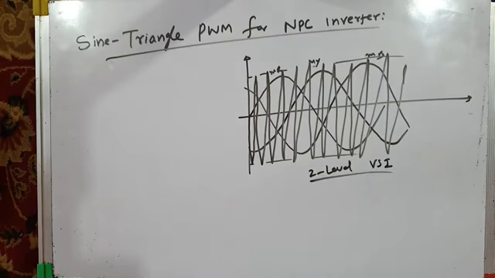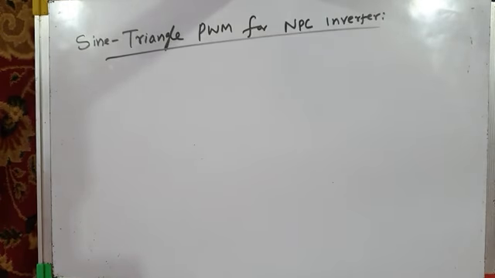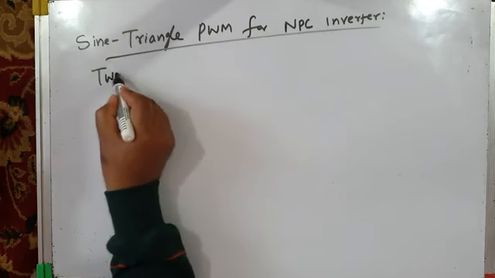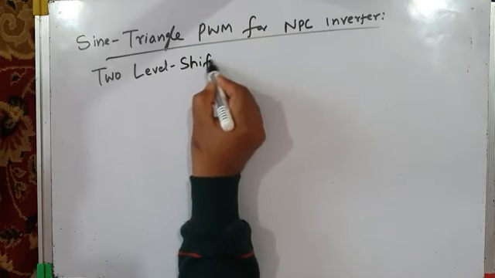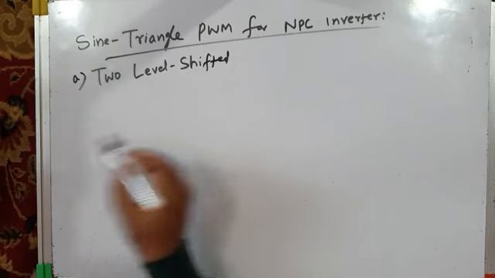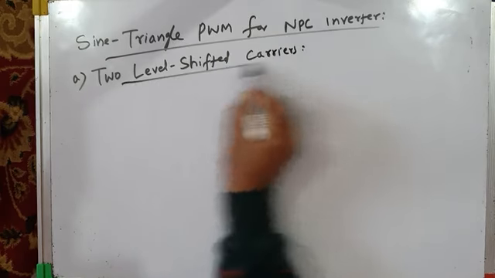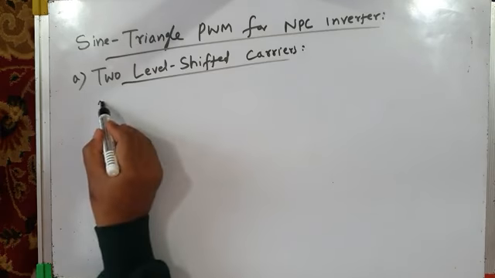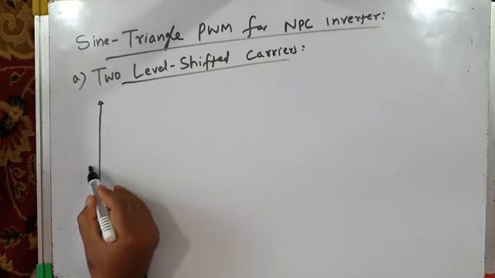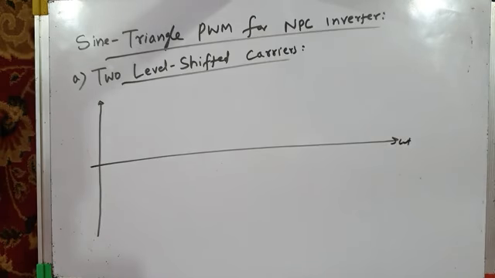In a 3-level voltage source inverter, we have to use 2 level shifted carriers. I will note down here, 2 level shifted carriers. This is the first modulation technique. 2 level shifted carriers have to be used for a 3-level inverter, for a neutral point clamped inverter. Something like this. Please try to understand. Instead of 1 carrier, you have to use 2 carriers, and those 2 carriers are level shifted carriers.